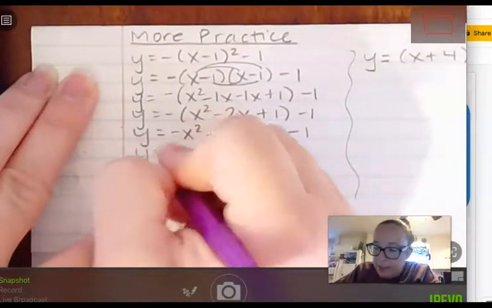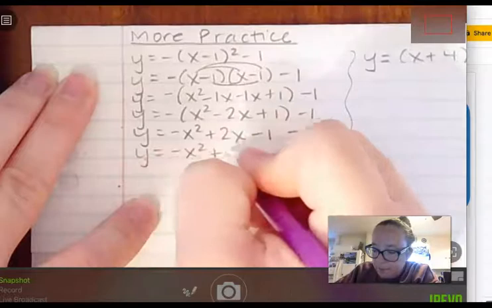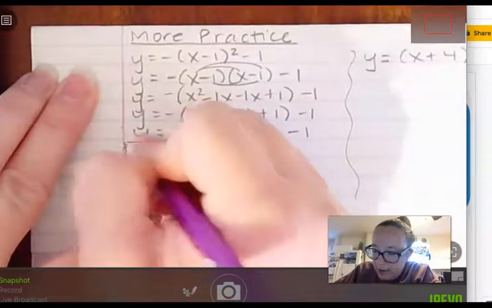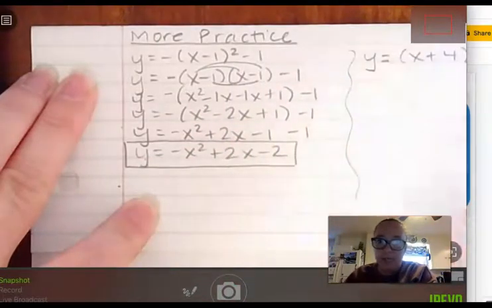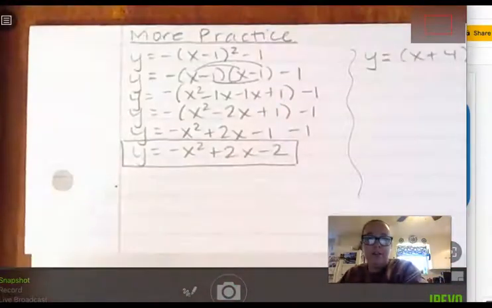And then I combine like terms. And there is the standard form for that vertex form. Pause me if you need to.